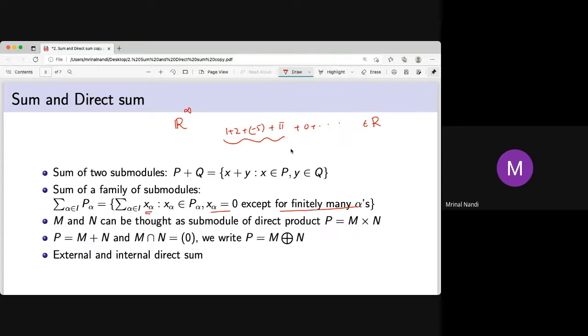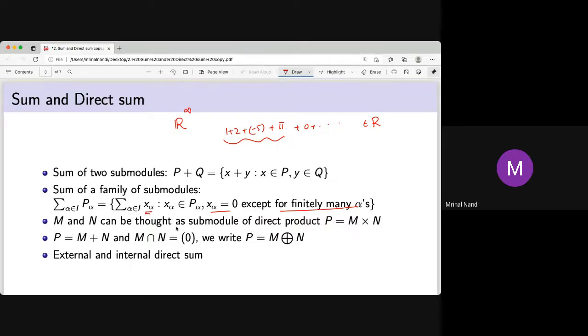We know how to add two elements. Once we know how to add two elements, we know how to add 10 elements. We know how to add a core element, but we can't add a series. So that's why you have to take x alpha equal to 0 except for finitely many alphas for a family. Obviously, if the family is finite, then there is no question of this. It is finite, so it is okay.